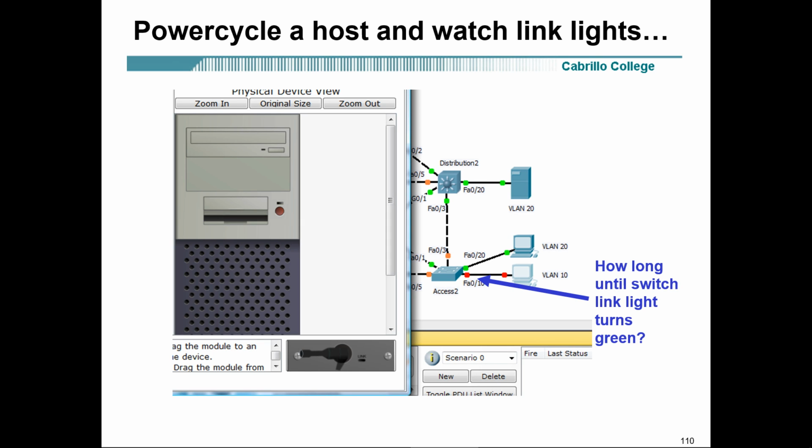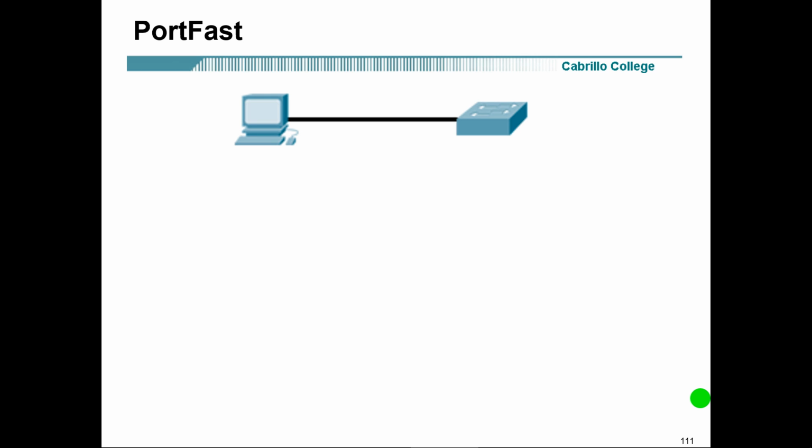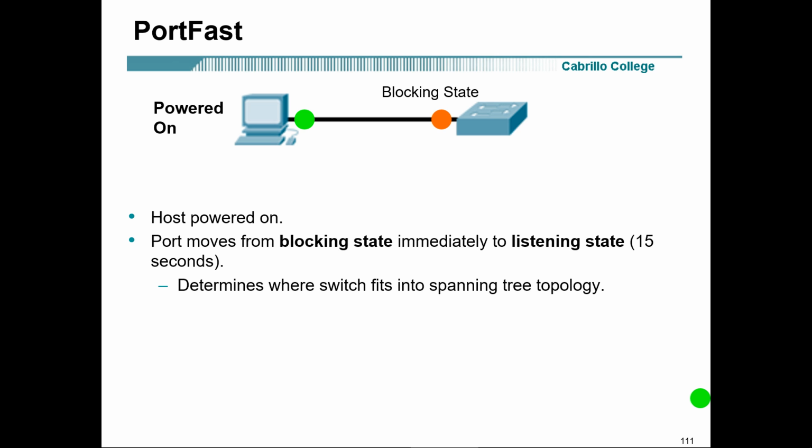So let's power cycle a host and watch the green lights. If we see this in Packet Tracer, we can see that it takes a little while for our switch to actually go active. So PortFast. Host power is on, and the port moves from the blocking state immediately to the listening state. 15 seconds, typically. It determines where the switch fits into spanning tree protocol.